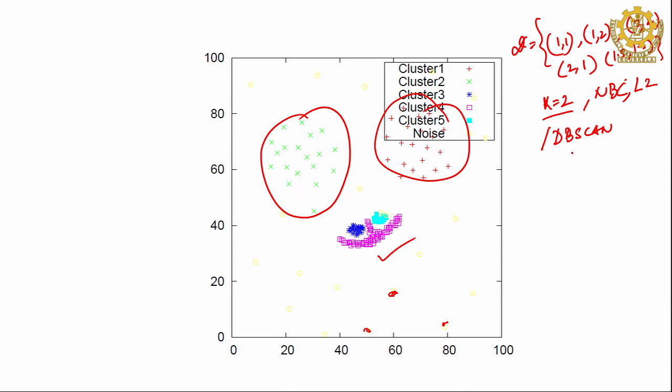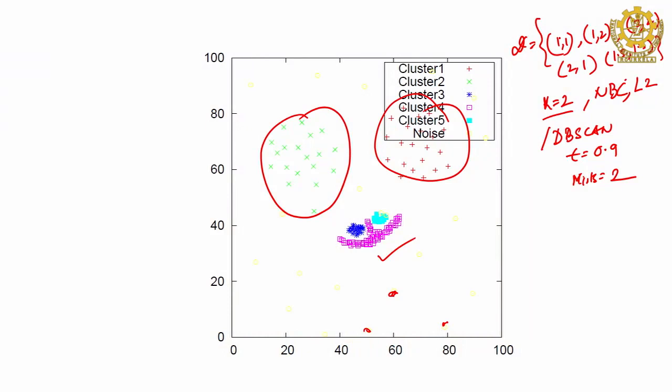So, DBSCAN needs epsilon 0.9 and minimum points 2. How many clusters will be formed if you apply DBSCAN or if you apply NBC? So, how to solve this problem? If you apply DBSCAN, what is the first task? You take the first point, that is (1, 1).